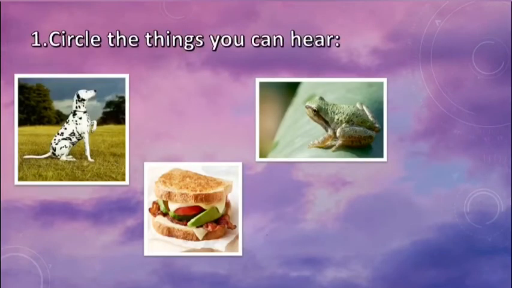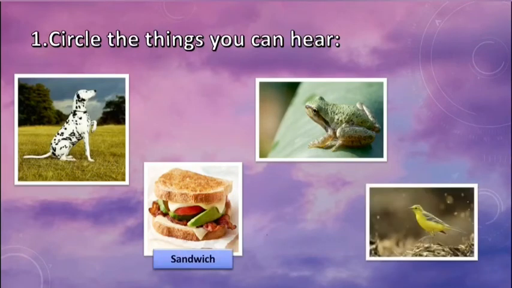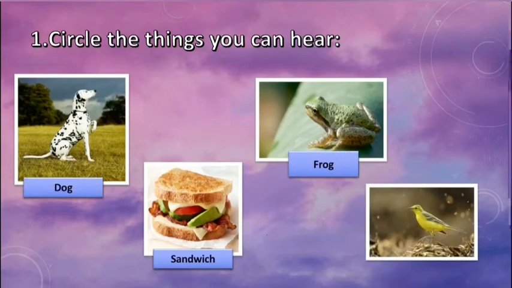Now we have an activity. Circle the things you can hear. So what can we hear? What do you think in these 4 pictures can be heard? Number 1, dog. Dogs can bark and we can hear them. Frog. Frog is the correct answer also because we can hear a frog making a noise. Then bird. Chirping of birds can also be heard. So the correct answer is dog, frog and bird.